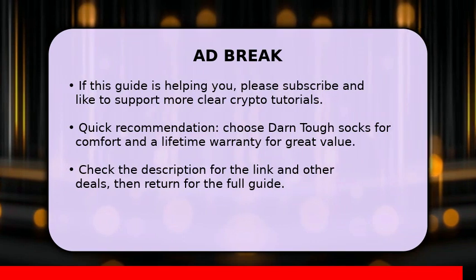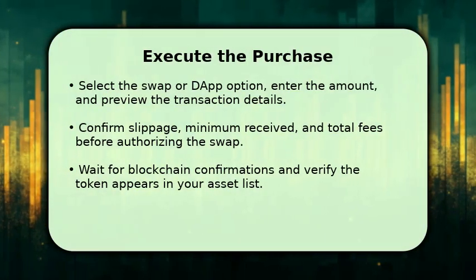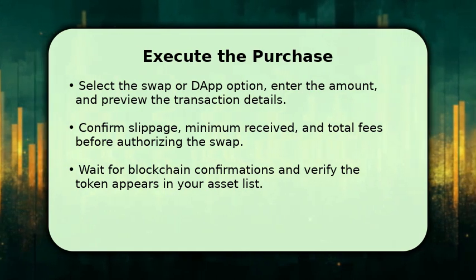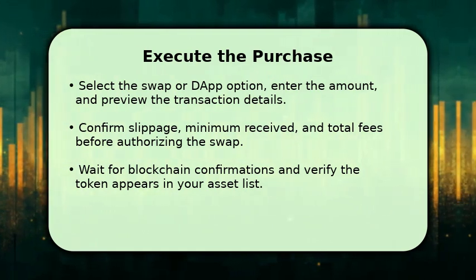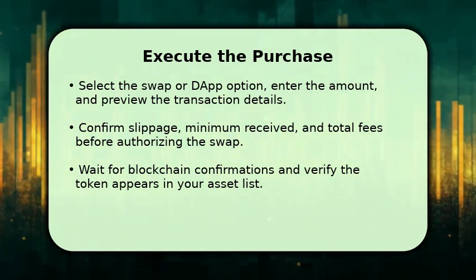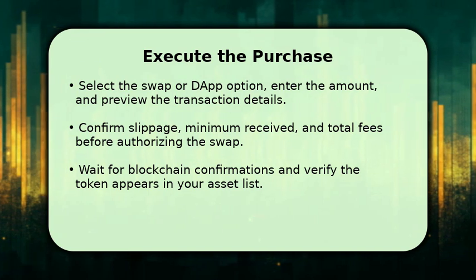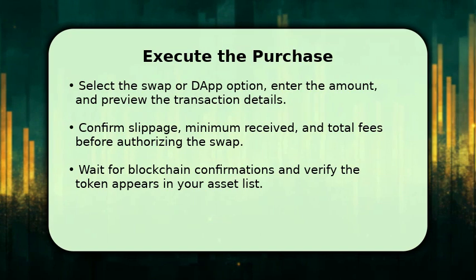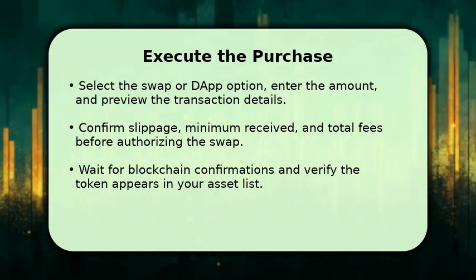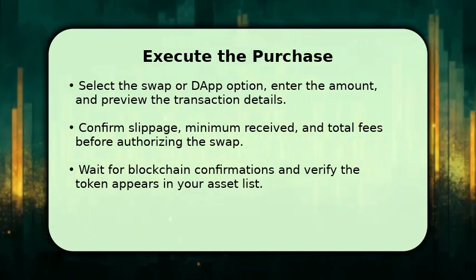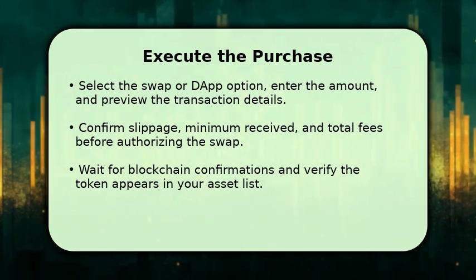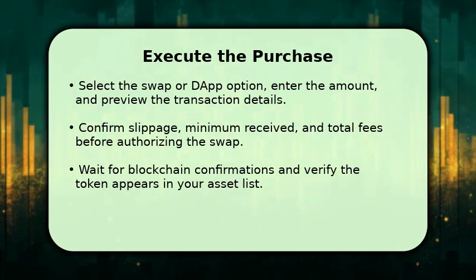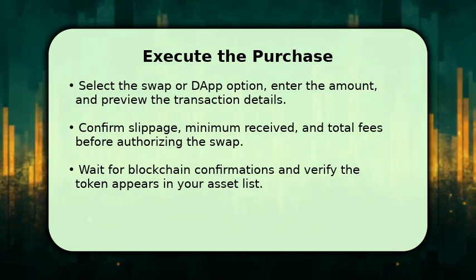Now execute the purchase by selecting Swap or using a D-app within Trust Wallet. Input the token, amount, and double-check the minimum received and slippage settings. Confirm the transaction, approve any token allowances if required, and monitor the pending status until confirmation is complete. After finalization, add the token to your asset list if it does not display automatically, then review the transaction history for accurate records and future reference.